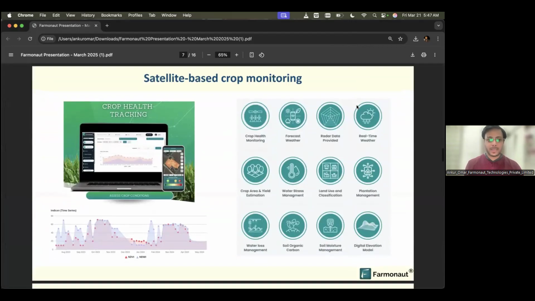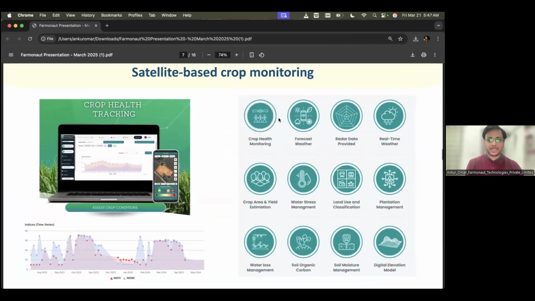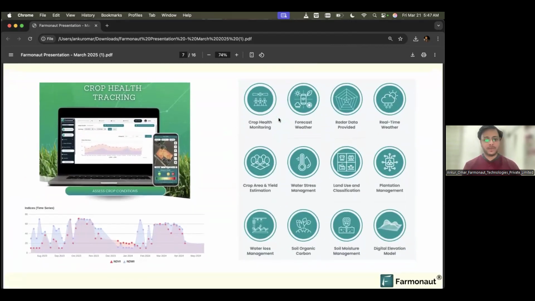Coming to, as mentioned again, this data can be used for a lot of things. Like you can use it for crop health monitoring.